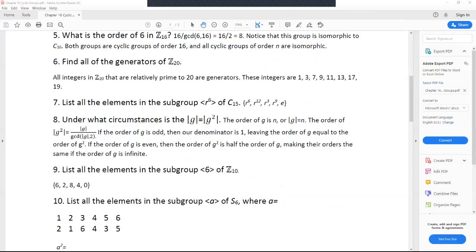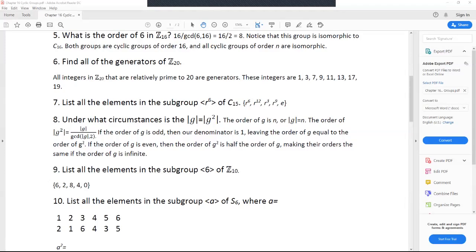Why do they have to be relatively prime in order to generate Z20 in its entirety? Well, if you take an integer that is a divisor of 20, let's say 4, well, 4 goes into 20 5 times. So you would only generate a set of 5 elements. That's not going to give you all of the integers in Z20. Likewise, if you were to use 10 as a potential generator, it would only generate 2 elements. That would be 10 and 0. So in order to generate the entire set of elements, you have to choose an integer that is relatively prime to n.